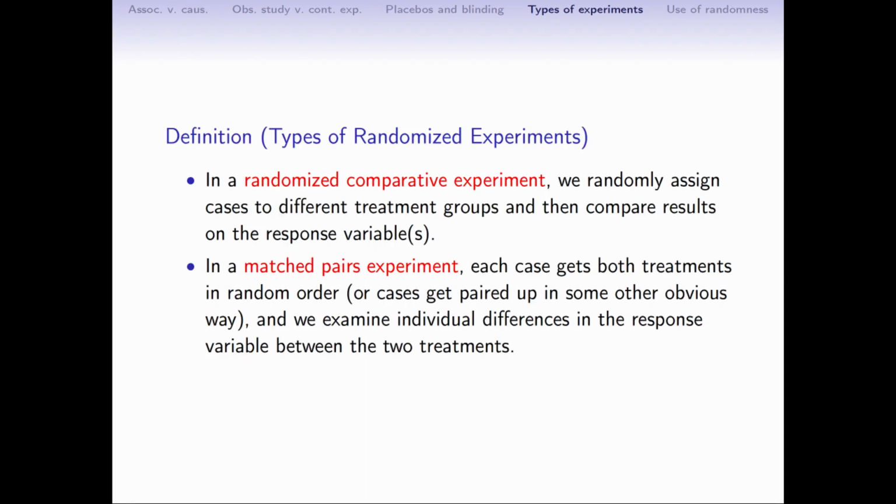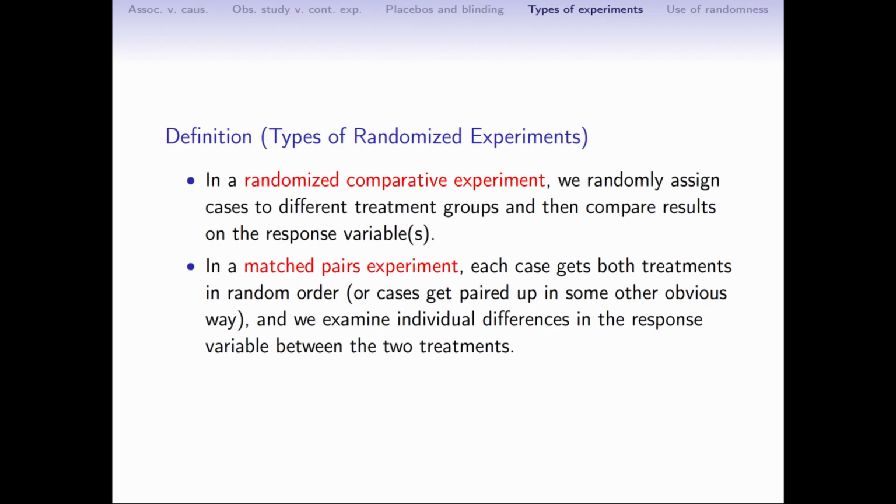Okay, we really want to make a distinction between two different types of randomized experiments. In a randomized comparative experiment, we randomly assign cases to different treatment groups and then compare results on the response variable. This is the kind of experiment we've been looking at in our sleep GPA study and our vitamin C common cold study, right? We're taking our group of volunteers, partitioning them into groups that are receiving the explanatory variable at different levels, and then looking at the response variable coming out. So that's the classic randomized comparative experiment.